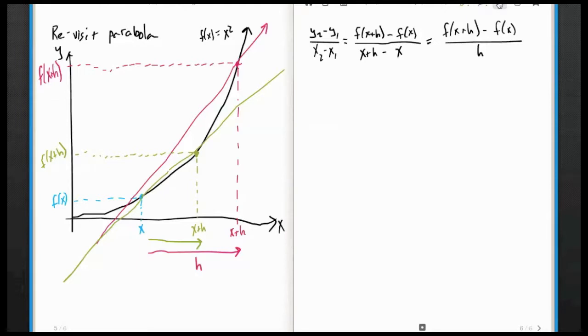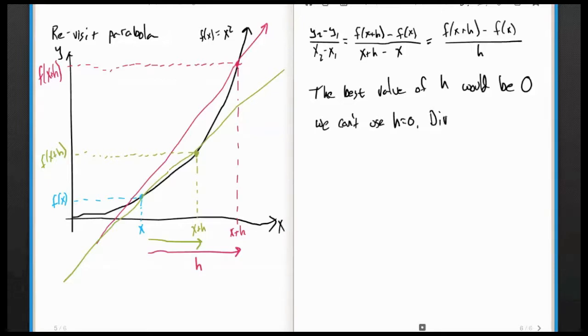Oh, yeah, I know how I could do it. If smaller is better, the best value of h would be what? 0. So if we stick a 0 in there for h, we could stick a 0 in this formula, we'd be golden. Ooh. But we have a problem here. We can't use h equals 0. Why? Because that gives us division by 0. All right. And division by 0 is the greatest sin one could commit in mathematics.